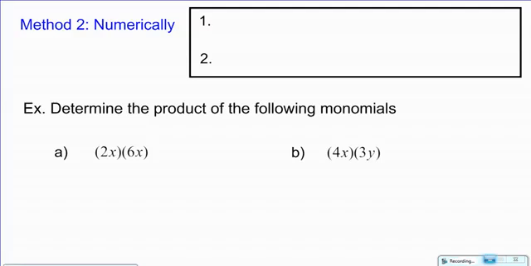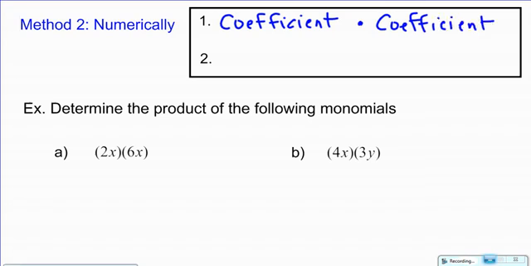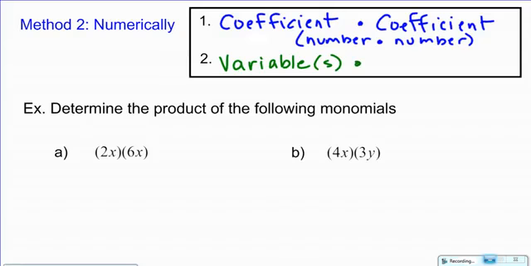And so the way that we do this numerically is we're going to take a coefficient, and we're going to times it by the other coefficient. So that's like thinking numbers times numbers. So we're going to multiply the number with the other number, and then we're going to multiply variable and variable. And it could be multiple variables. So numbers with numbers, letters with letters, okay?